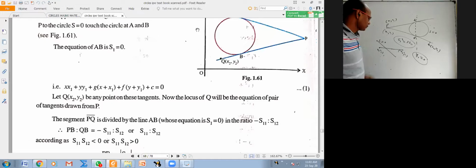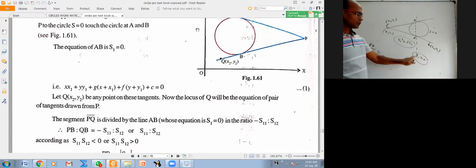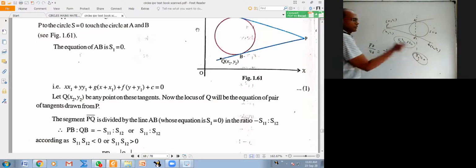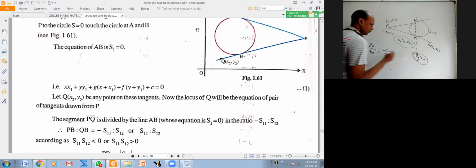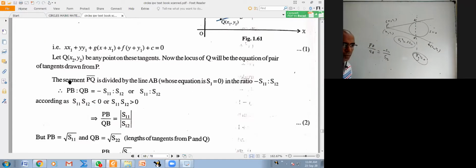Yes. Okay. So I want to use that formula for knowing PB is to QB. B divides PQ in what ratio? Okay. PB is to QB by this line. This line is S1 equal to 0. I have to put x1, y1 in that, x2, y2 in that, which is going to be minus S11. Because already S1, I have to put another x1, y1, which is S11. I have to put x2, y2 in this, which is S12. All right. Depending on what you want, minus is only for the sign, but that's okay.